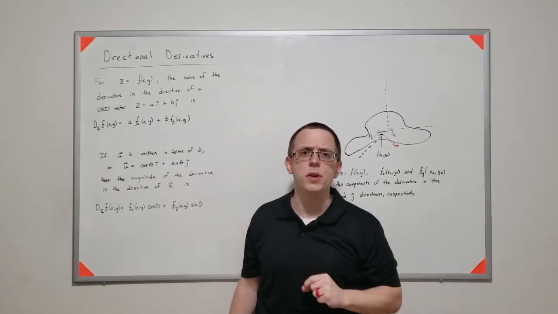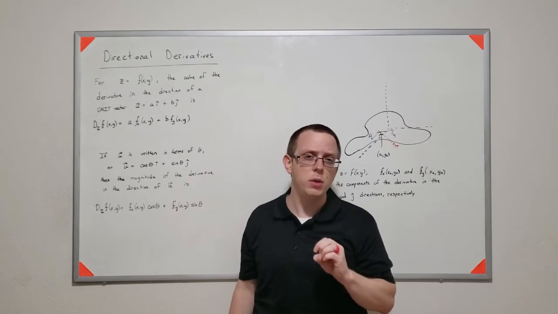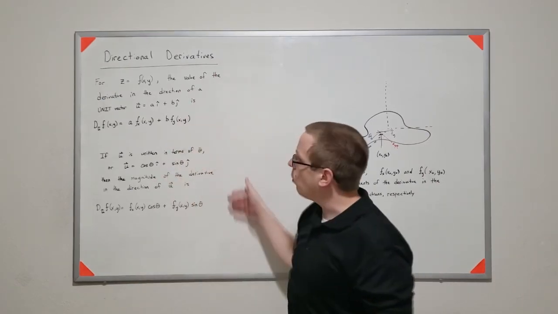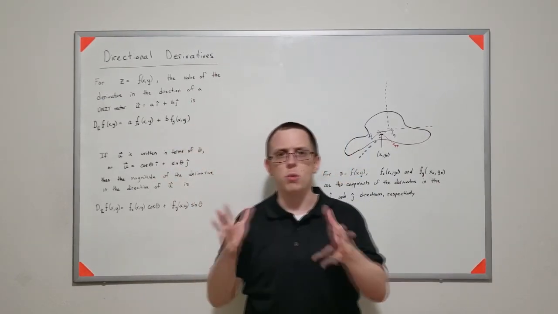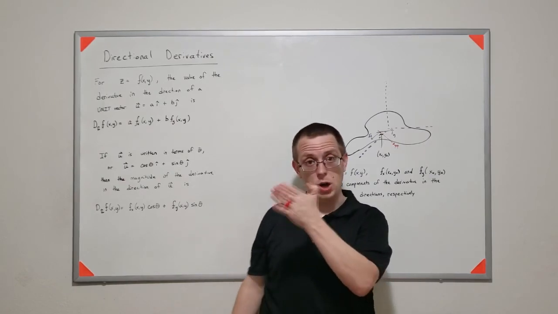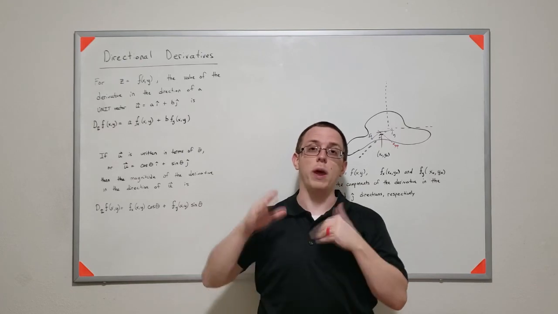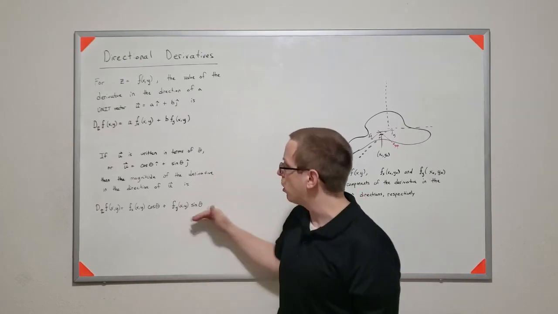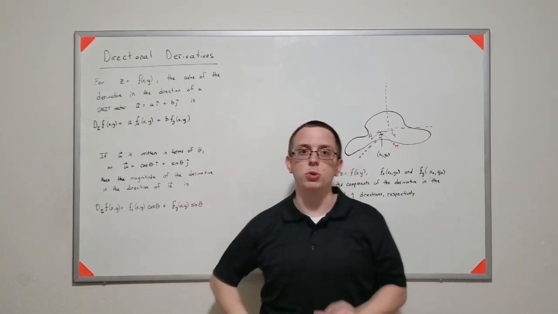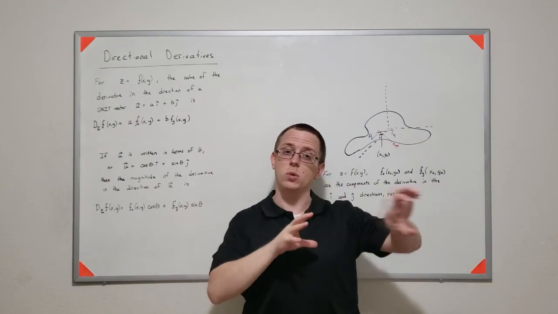One last little piece: this only works for unit vectors. So if you have some arbitrary vector v that you want to go in the direction of, you need to normalize that vector, or rather just divide it by its magnitude, before computing this, or your directional derivative will be scaled incorrectly.